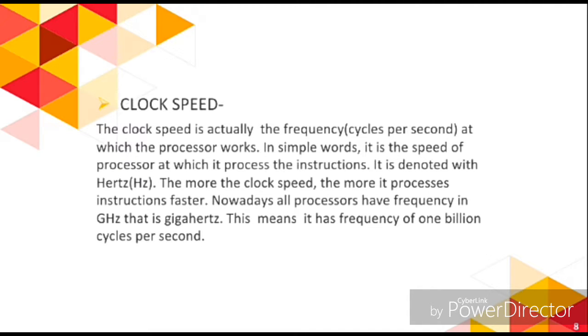So let's get to the second term, that is clock speed. So what is basically a clock speed? The clock speed is actually the frequency, cycles per second at which the processor works. In simple words, it is the speed of the processor at which it processes the instructions. It is denoted with the word hertz, that is Hz. The more the clock speed, the faster it processes the instructions. Nowadays all processors have frequency in gigahertz. This means it has a frequency of 1 billion cycles per second for performing the action.